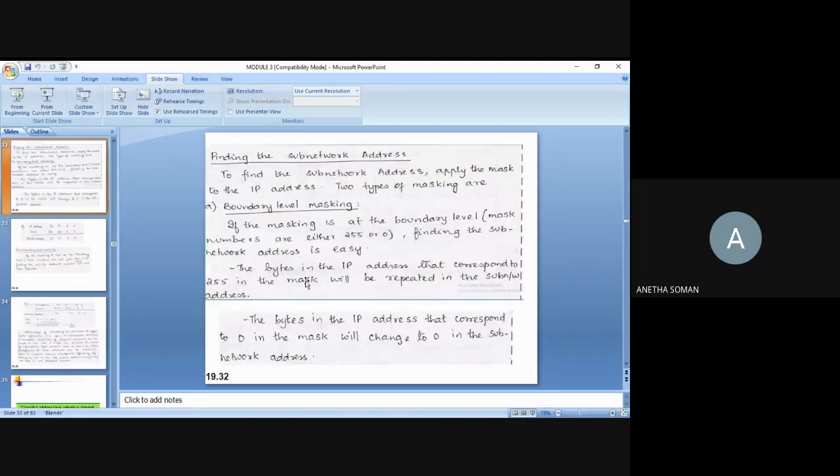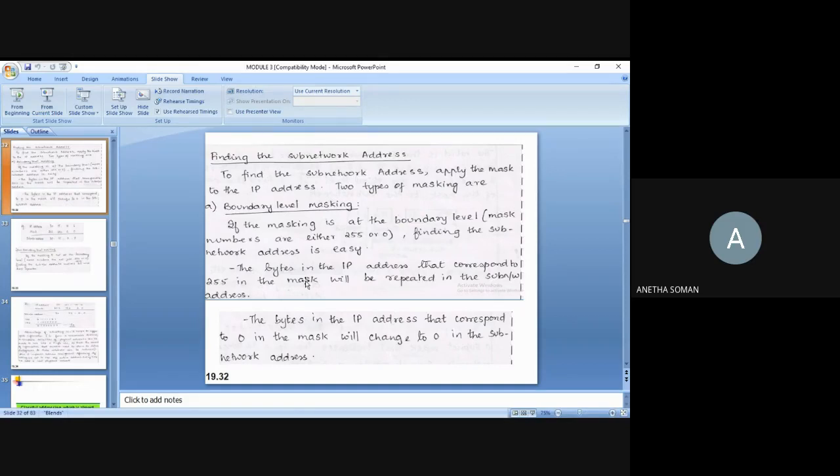Sometimes questions may be asked where you have to find out the subnetwork address. In order to find this subnetwork address, you should remember two levels of masking. One is called boundary level masking. The other one is called non-boundary level masking.